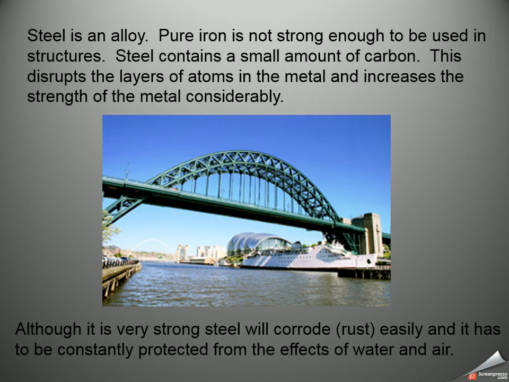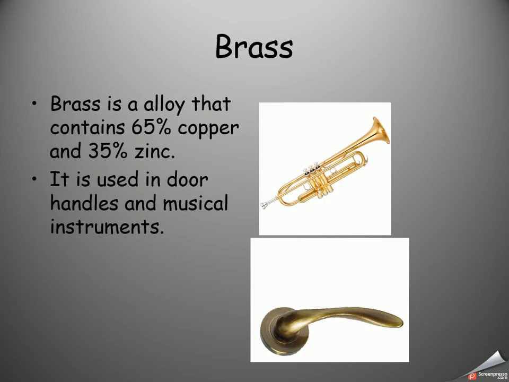Now, other alloys that you've got to be aware of. Brass is an alloy that is made up of copper and zinc. Guys, you have to know this, by the way. So you need to know that brass is made up of copper and zinc, and is used in door handles and in musical instruments, right there. So that is brass.